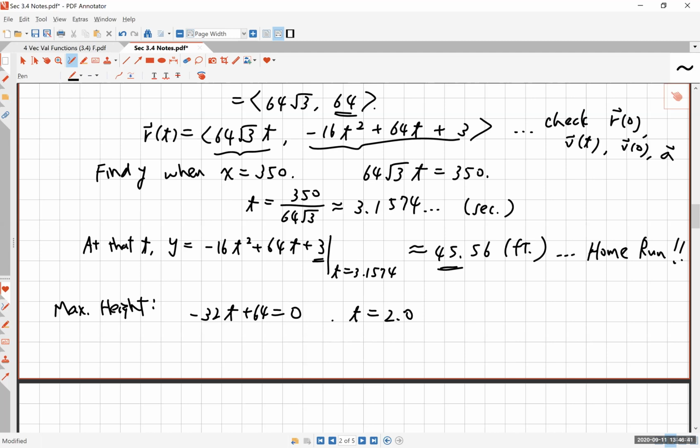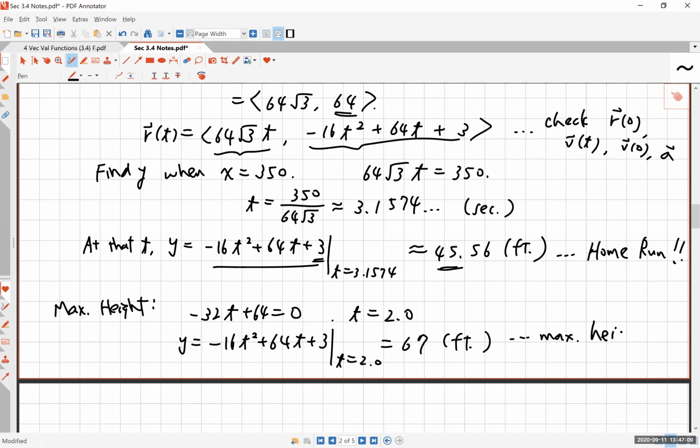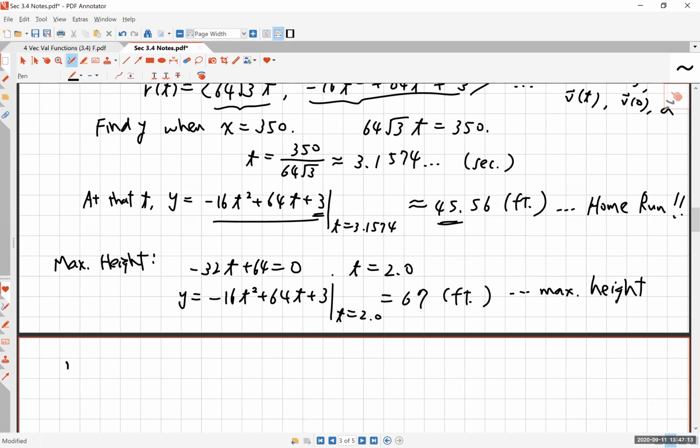And so you plug in 2, and the y value at this point, again using the same formula as we just did right here. This time you evaluate at 2, and that's going to give you the answer, and that's 67. Okay, so 67 feet, this is the maximum height that the baseball is going to reach on the way to become a home run. All right, and then how about the range?